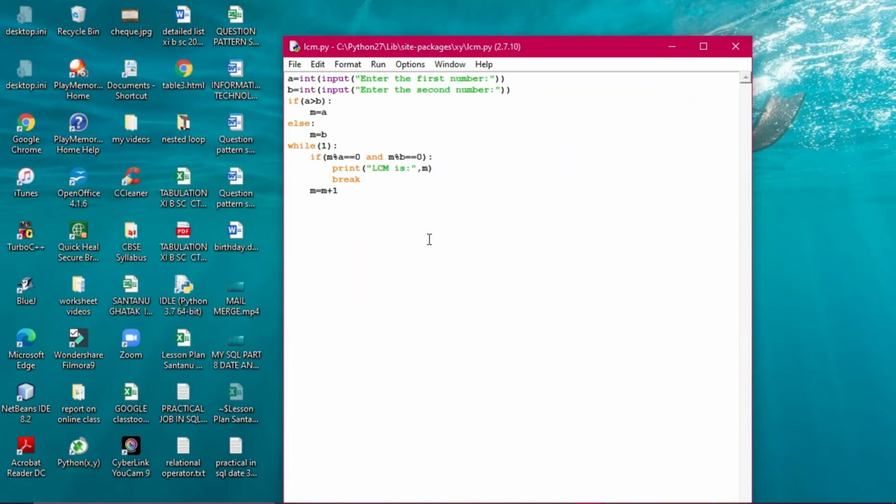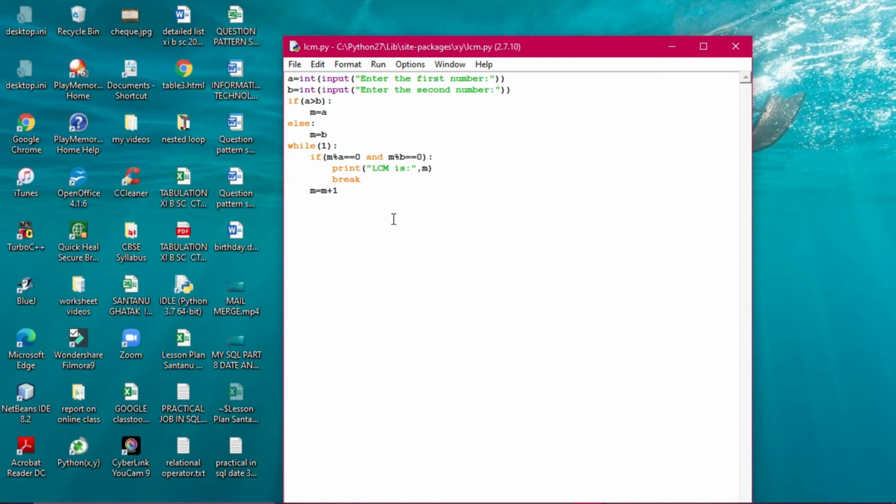So if a is greater than b, then m equals a, otherwise m equals b. Finally, it will start with the value in m and check dividing by a and b, and whenever both do not divide m, then m equals m plus 1.